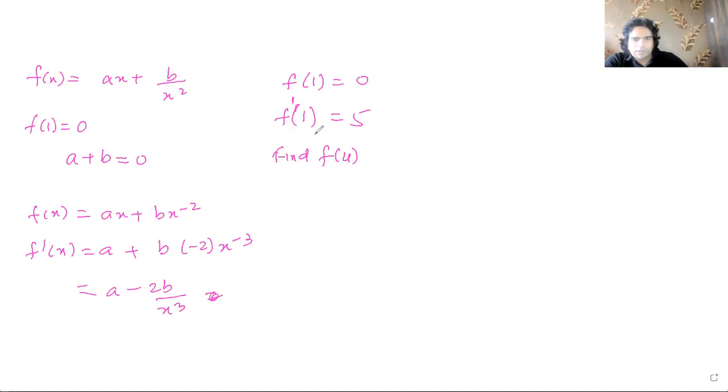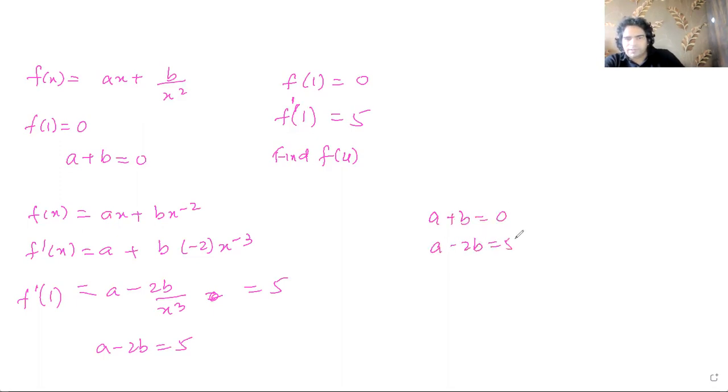And now what I do is plug x as 1 and y as 5. So f dash 1 is actually 5. So it'll be a minus 2b equals 5. So now we get two equations: a plus b is 0 and a minus 2b is 5. If I subtract them, we get 3b equals negative 5. So that gives me b is negative 5 over 3, and a will be 5 over 3.